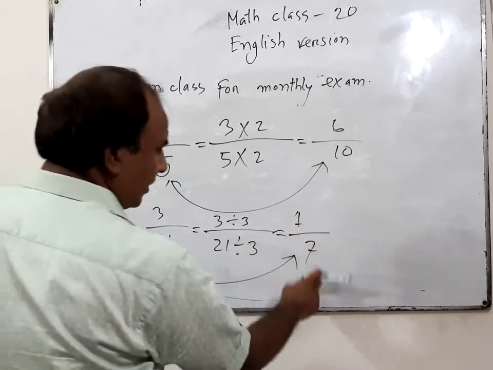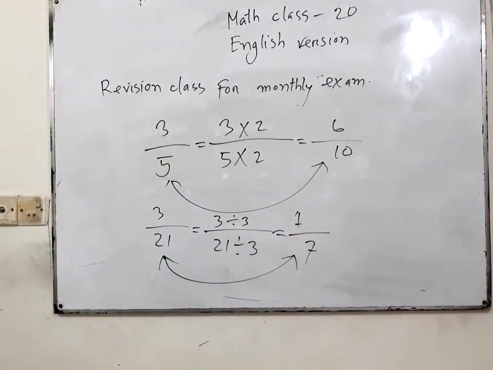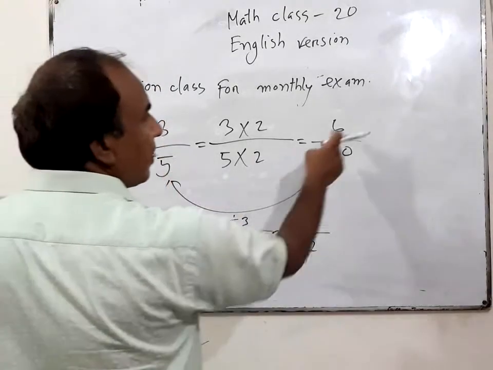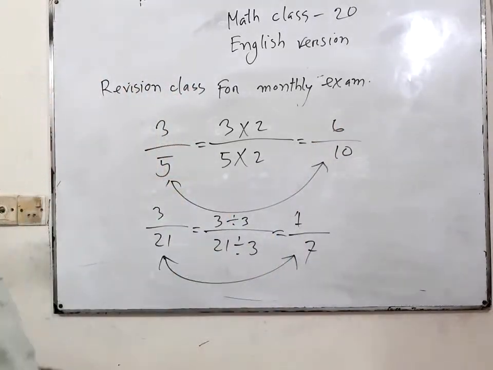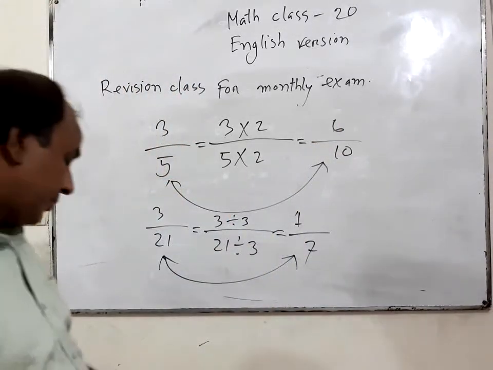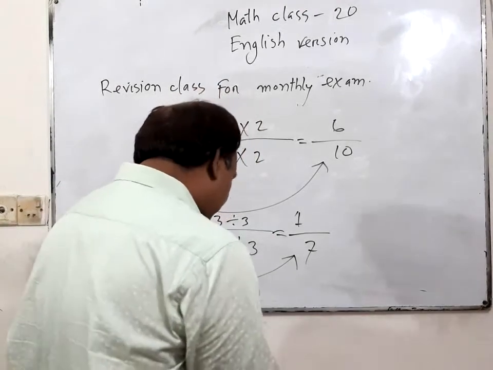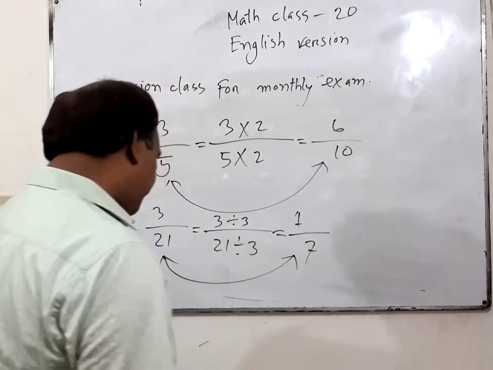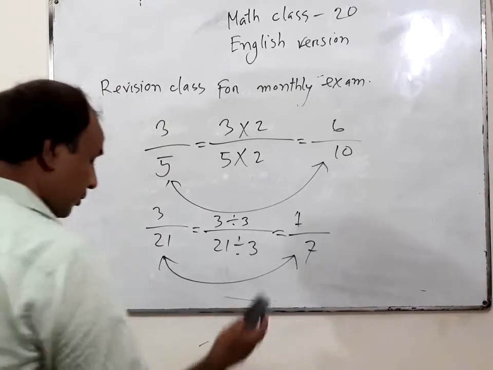3/21 and 1/7 both are equivalent fractions. 3/5 and 6/10 both are equivalent fractions. Dear students, we have to memorize page number 22.